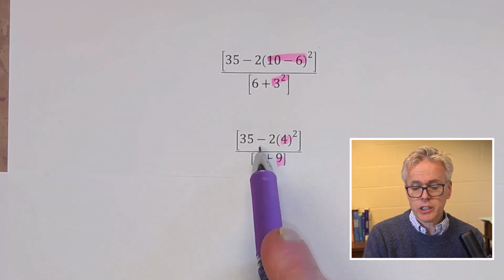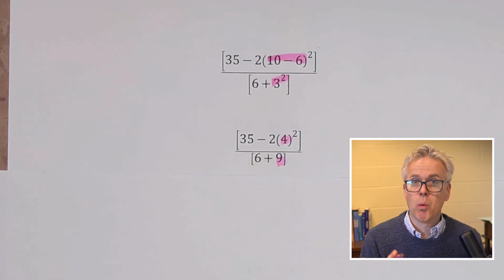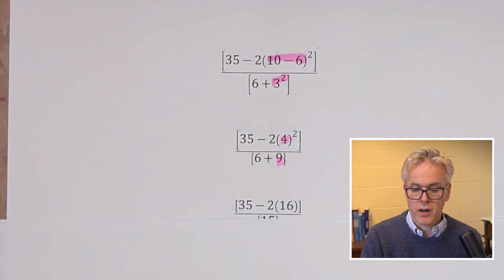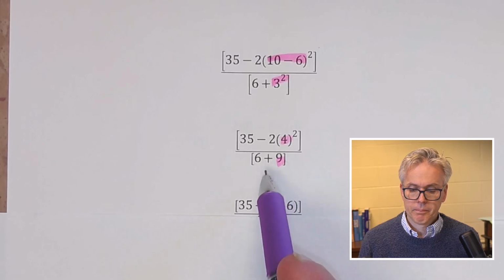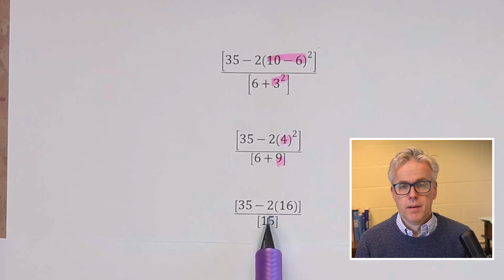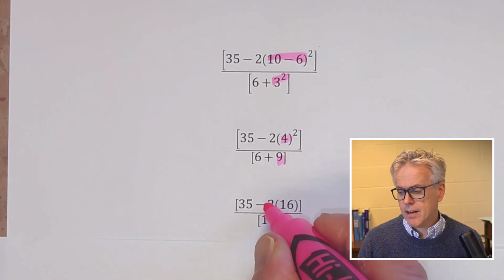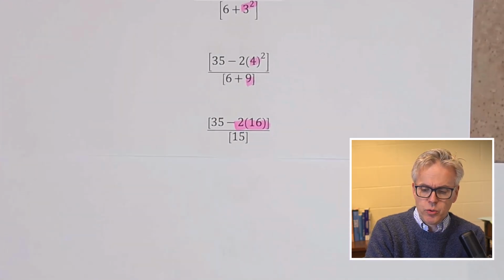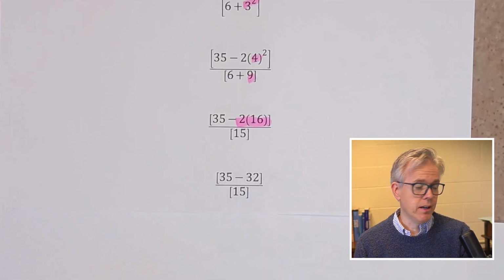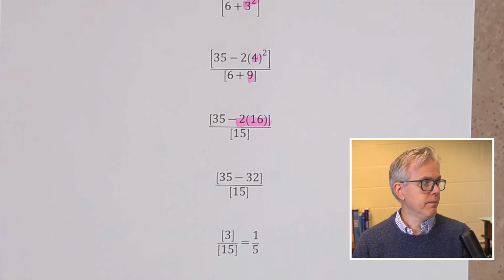Now let's look at the numerator, and I have a subtraction, a multiplication, and an exponent. Well, what comes next? PEMDAS, we're going to have exponents. So let's go ahead and do 4 squared to get 16. And then in the denominator, I can go ahead and add these to get 15. Now, again, I'm going to go ahead and say 35 minus 2 times 16. What do I have here? I have multiplication. So I'm going to go ahead and do that next. And we're done in the denominator, so nothing to do there. So 35 minus 32 is 3. And then 3 over 15 is 1/5.